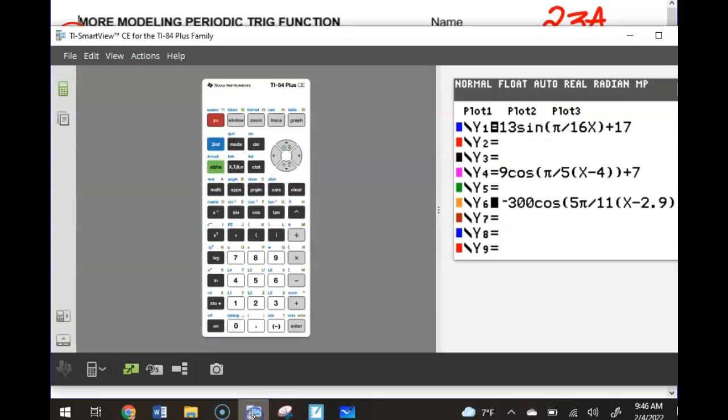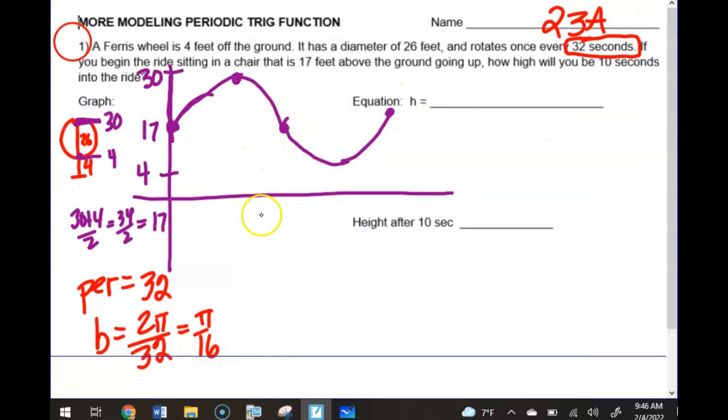Did I call it a sine? I did. Okay, I got confused. All right, so what do you know? We did the period already. We're going to have a period of 32, or the B value of pi over 16.